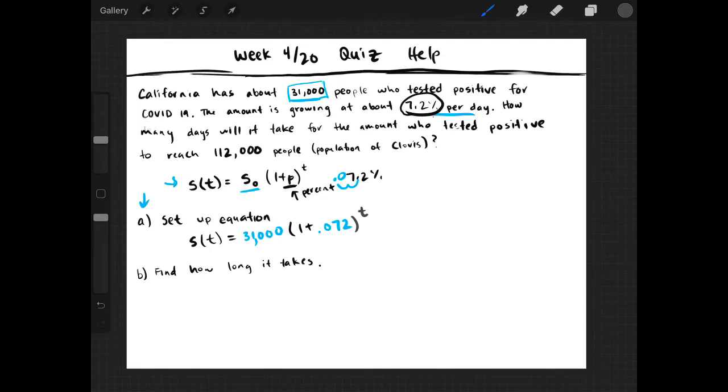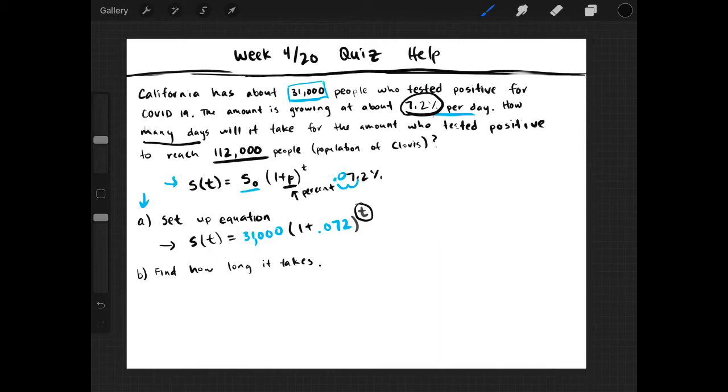Now, using that equation, we can find even more information. Specifically, I added into this question, because we know it grows at 7.2% per day, supposedly, how many days will it take? So we're looking for how many days, which means we're looking for t. So that's what we're going to solve for. How many days will it take for that amount who tested positive to reach 112,000 people? I chose that number because that's the population of Clovis right now. So now we're going to use this equation and find about how many days it should take if we're growing at a rate of 7.2%.